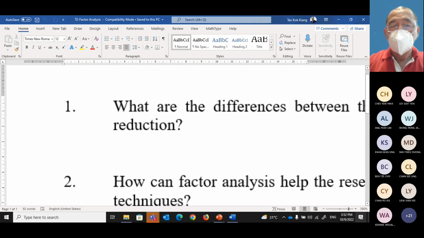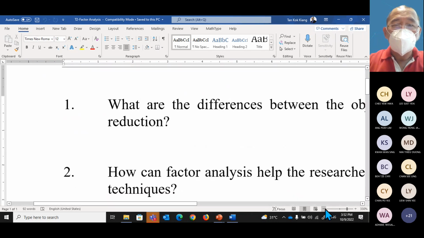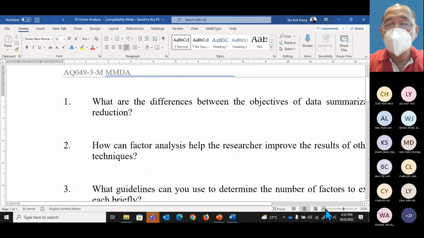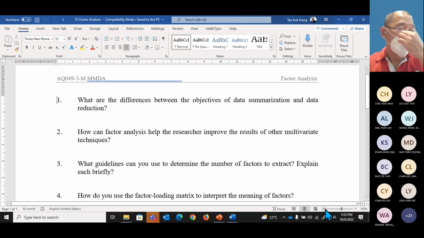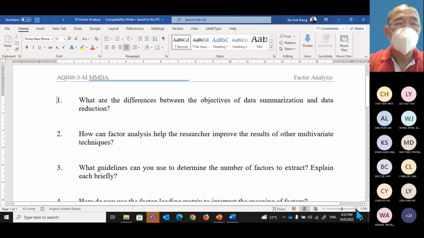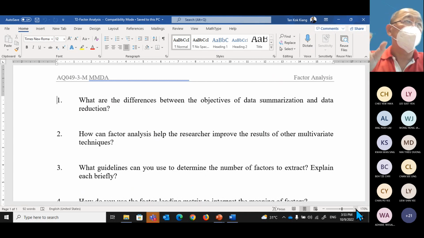Okay. What are the differences between the objectives of data summarization and data reduction? Anyone want to try? So you summarize it, make it from 20 become 4 variables, 4 factors like that. Reduction, you can just remove. Let's say the least important one you can remove. It's more to data reduction. Of course, you can elaborate more, but it just tells you some important points.